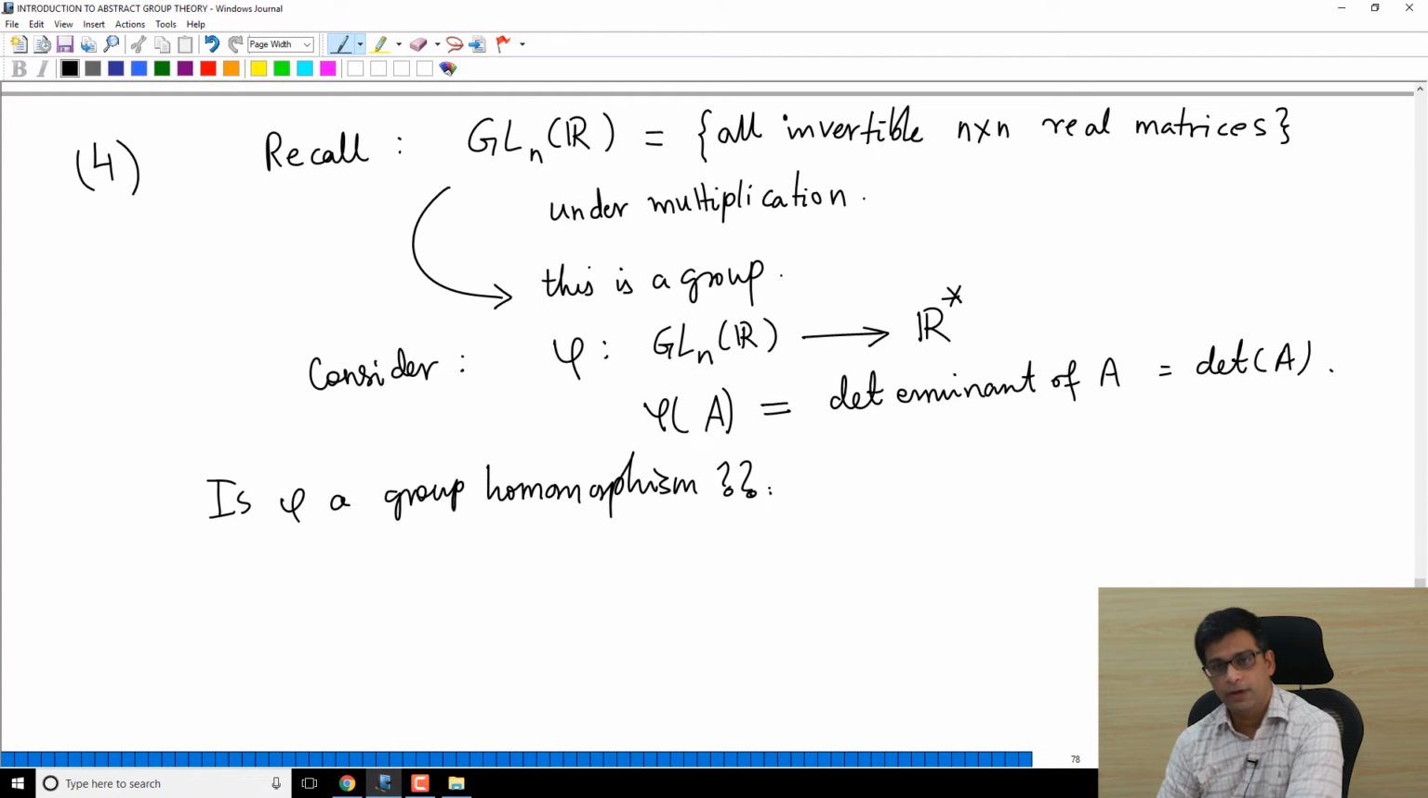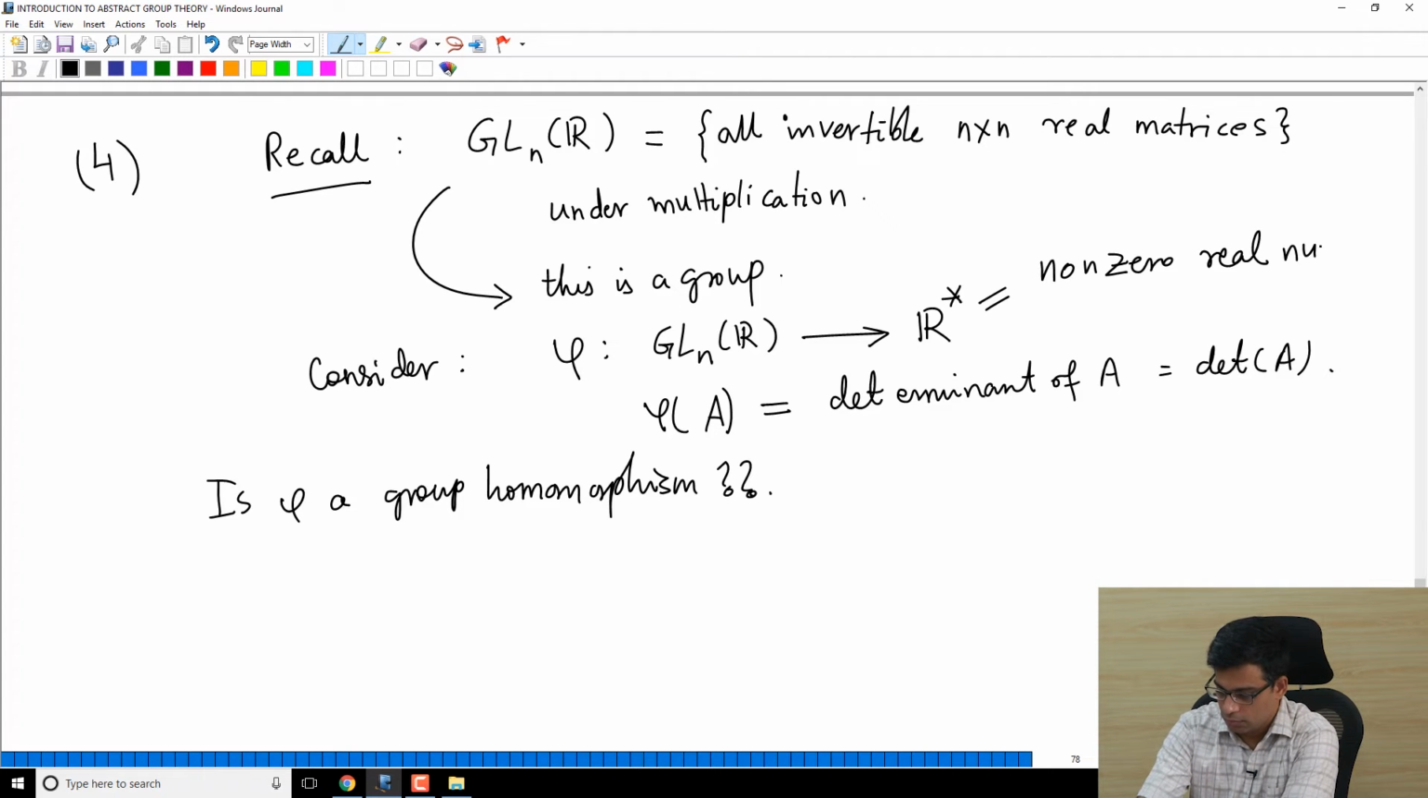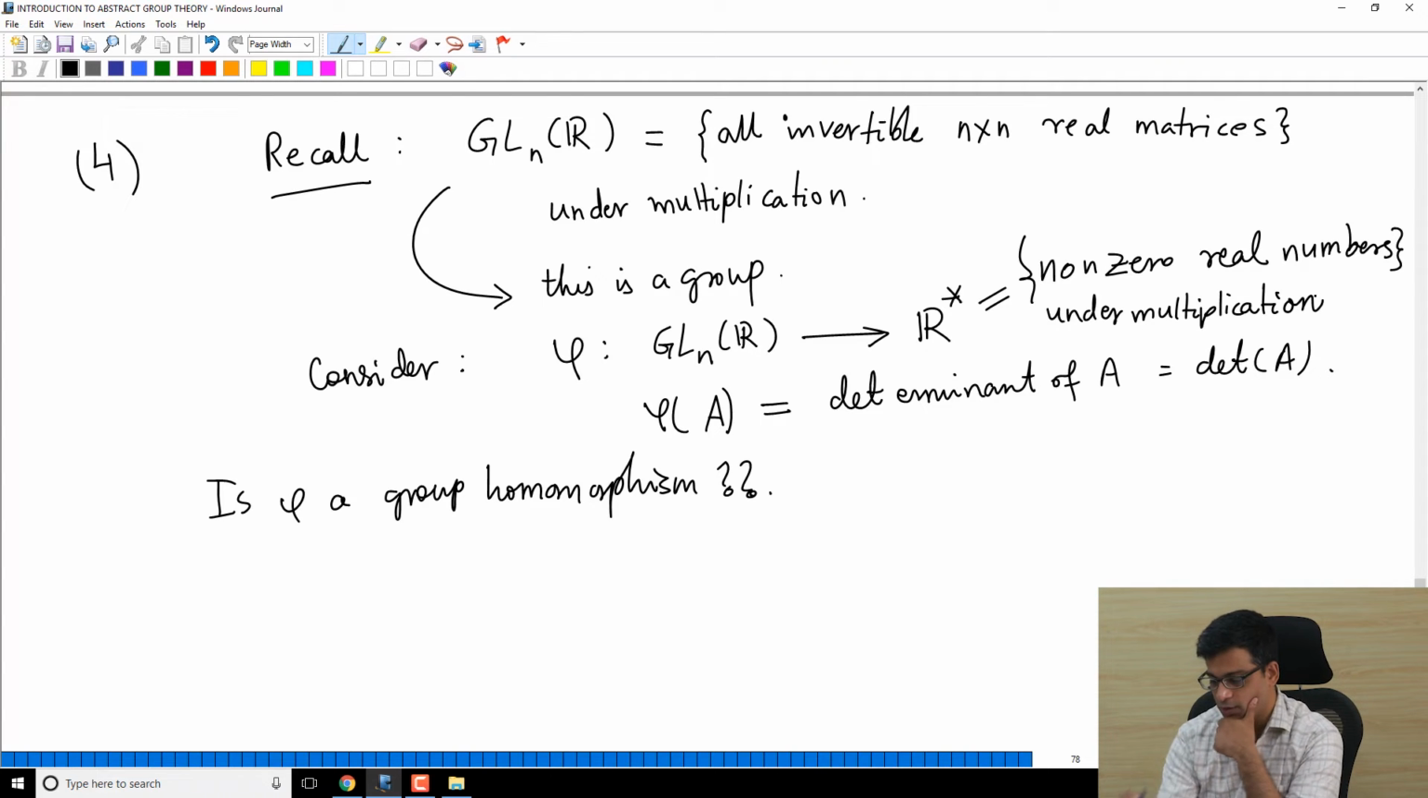Before you even attempt to answer this question, you have to ask yourself, what are the two groups involved? I just recalled for you that GL_n(R) is the group of all invertible n by n real matrices under multiplication. But what is R star? R star is all non-zero real numbers, also under multiplication, right? This is also a group that we have seen before: if you take non-zero real numbers and consider multiplication, it's a group. So now I can ask, is phi a group homomorphism?